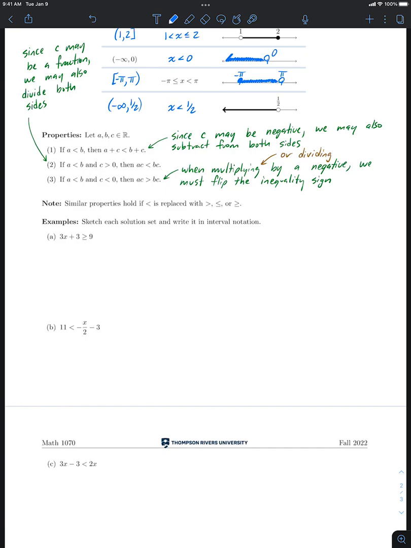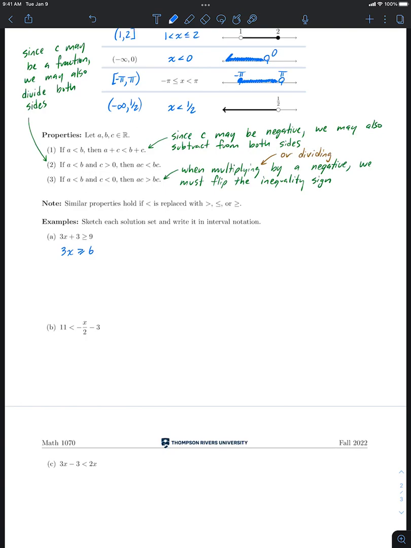So let's start by simplifying the left-hand side. Let's try to get the x by itself, right? So how about we get rid of that plus 3? So we're going to subtract 3 from both sides of this inequality. So if I subtract 3 on the left-hand side, I'm going to get 3x. And if I subtract 3 from the right-hand side, I'm going to get 6. Okay, great. So that's getting a little bit simpler.